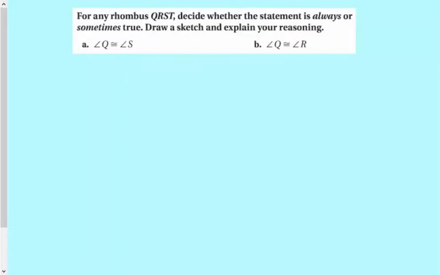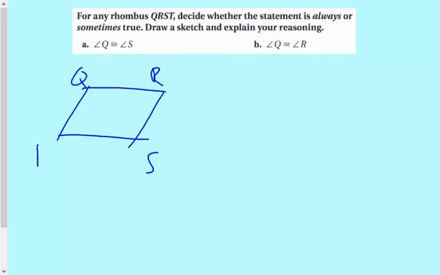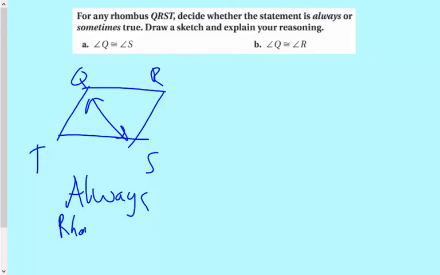They're going to ask you a lot of these types of questions. For any rhombus, decide whether the statement is always or sometimes true. Draw and sketch to explain it. So let's see, we have QRST, and they're asking when are Q and S going to be congruent? Well, that's always. And the reason is rhombuses, or rhombi, are parallelograms, and I know that parallelograms have congruent opposite angles. So that's the type of questions you're going to be answering.